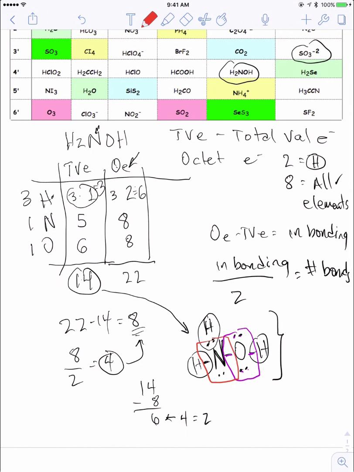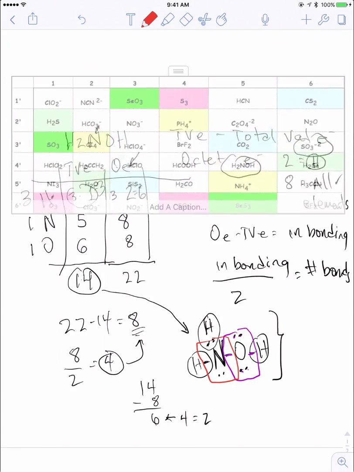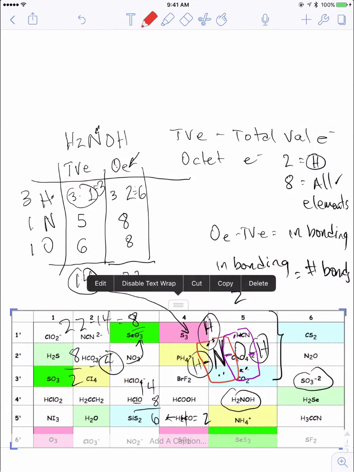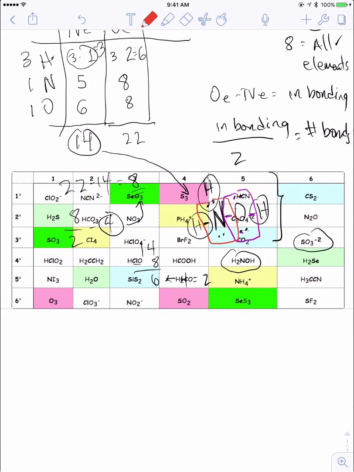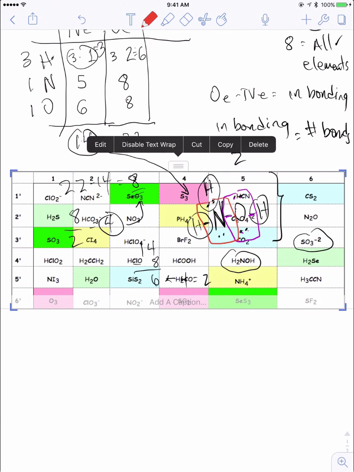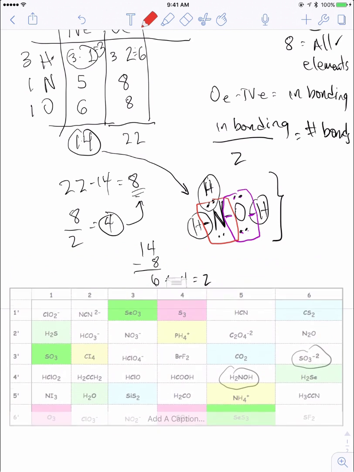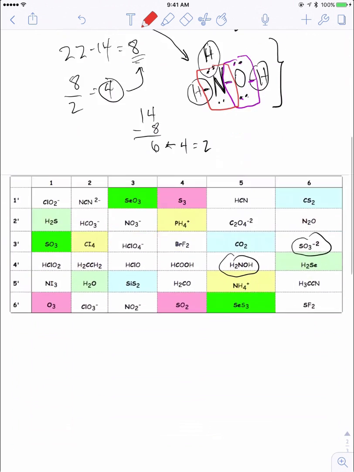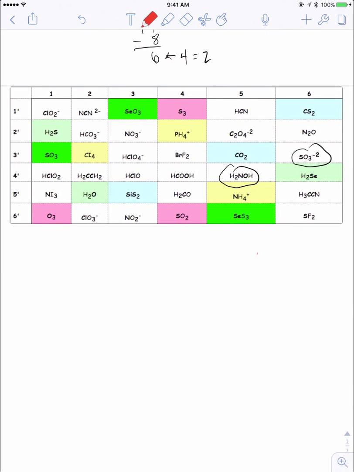So let's do the next example. And the next example that I said was this chemical right here, SO3, 2-.